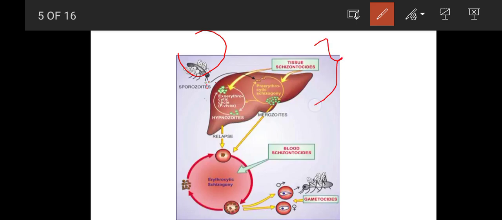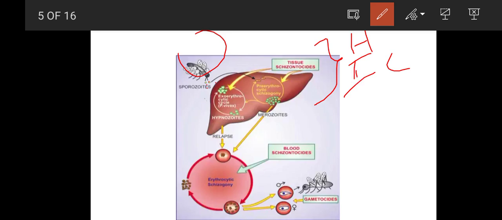Now, in the liver, it will affect the hepatic cells of the liver, giving rise to merozoites. So the sporozoites will give rise to merozoites, causing the rupturing of the hepatic cells of the liver. All this process is responsible for the incubation period in the liver. So that is the pre-erythrocytic phase. It takes place in the liver.